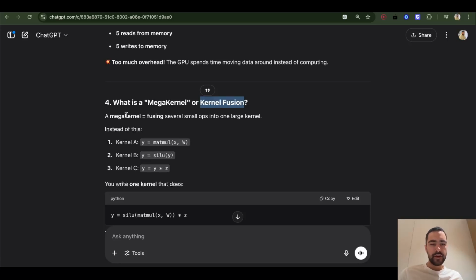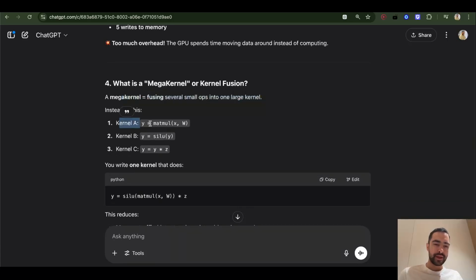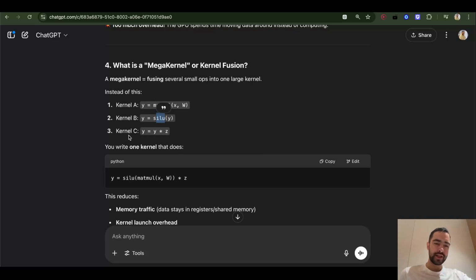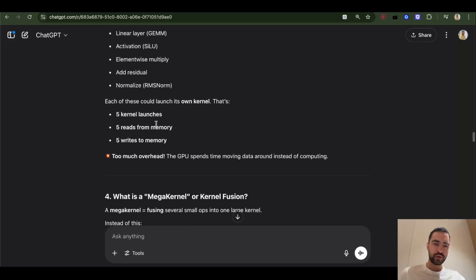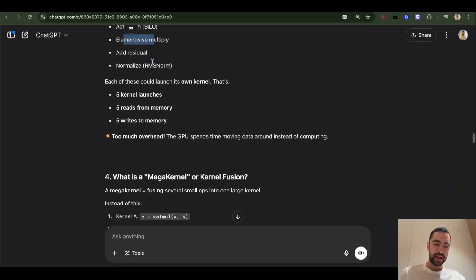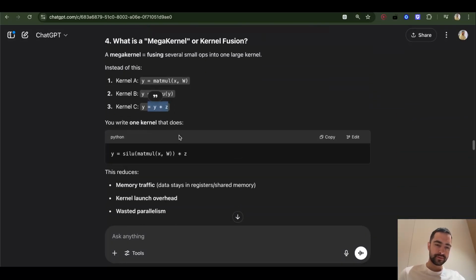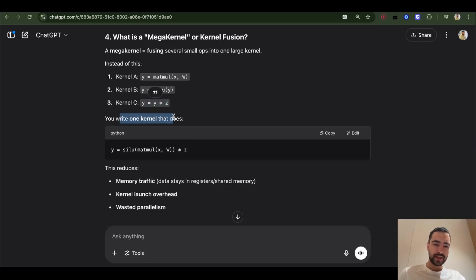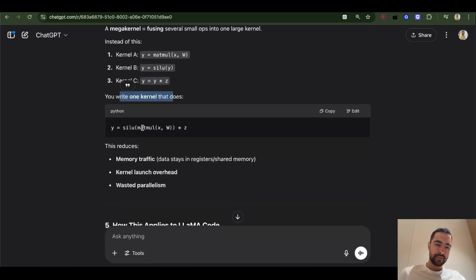So what is this idea of a mega kernel, or kernel fusion? A mega kernel fuses several small operations into one large kernel. Instead of kernel A being a matrix multiply of x and w, the weights, and then kernel B passing the output through the SiLU activation, and then kernel C multiplying with some z, that could be this element-wise multiply here. You write one kernel that does the matrix multiply, then SiLU, and then z.